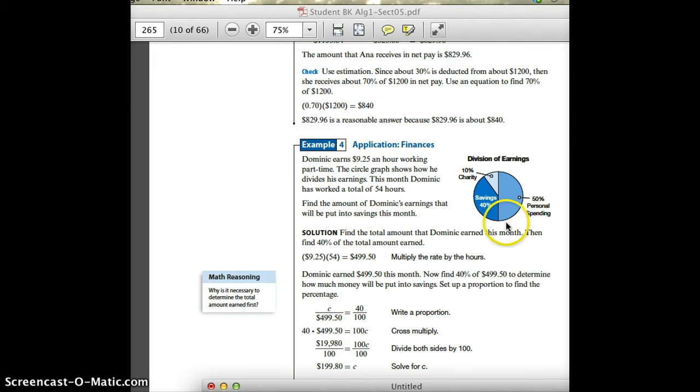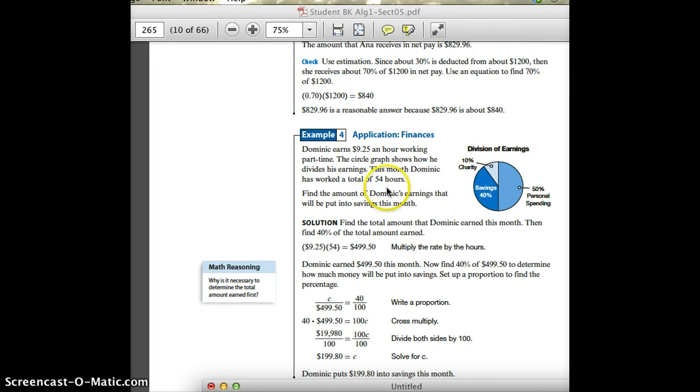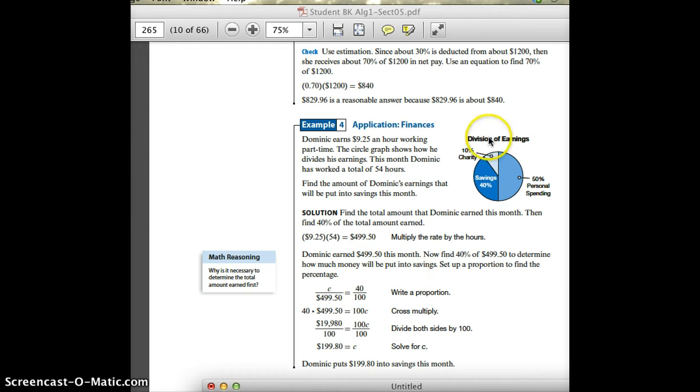Okay, so he has 50% personal spending, 40% savings, 10% charity. Okay, he worked 54 hours. So multiply 54 times how many hours he worked. That's how much money he received, right? Well, there's his money. Well, let's find out how. 50% of it goes into personal spending. So 50% of 499.50 is personal spending. Savings is what we want to know.